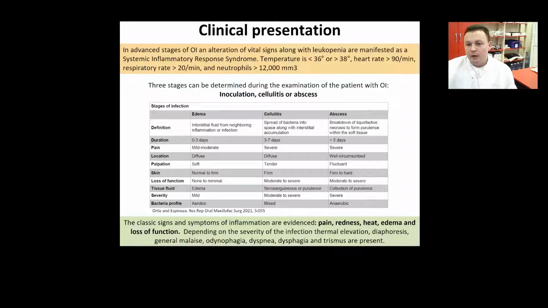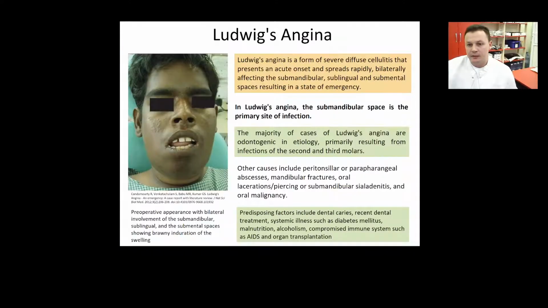Three stages can be determined during the examination of a patient with OI: inoculation, cellulitis, or abscess. The classic signs and symptoms of inflammation are evidenced as pain, redness, heat, edema, and loss of function. Depending on the severity of the infection, thermal elevation, diaphoresis, and general malaise can be present. Some of the signs and symptoms are indicators of an infection that requires in-hospital management by a specialist.